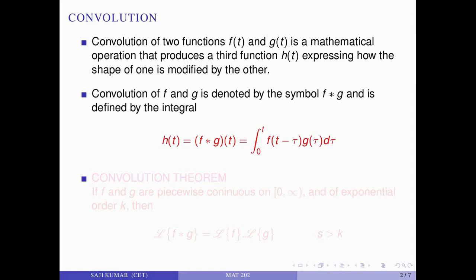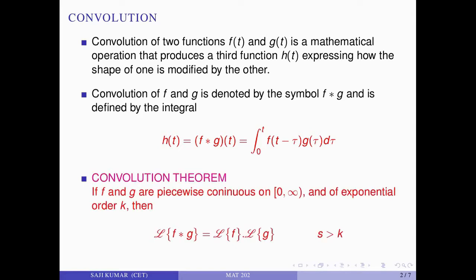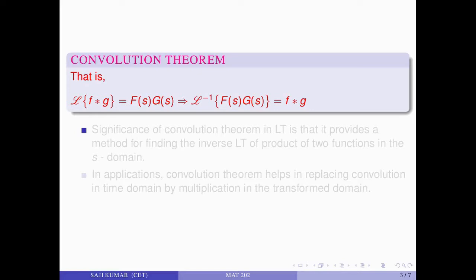Convolution theorem. If f and g are piecewise continuous on 0 to infinity and of exponential order k, then the Laplace transform of f star g is equal to L[f] times L[g] for s greater than k. That is, L of f star g is equal to F(s) G(s), which implies the inverse Laplace transform of F(s) G(s) is equal to f star g.